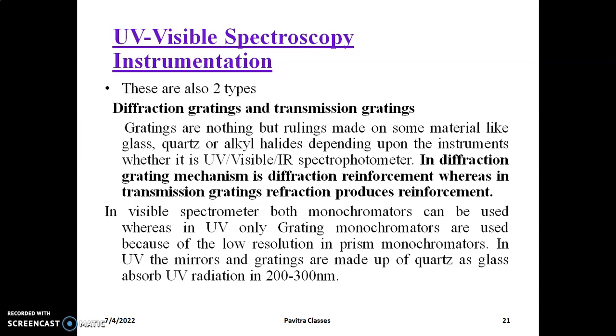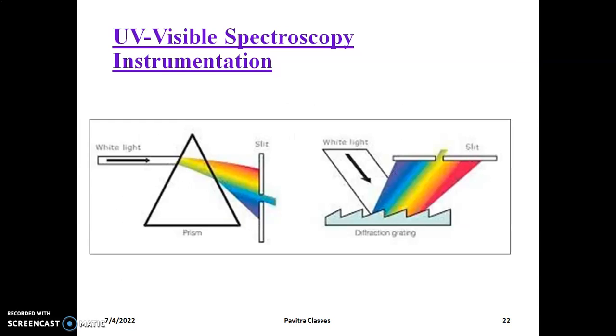In UV, the mirrors and gratings are usually made of quartz because glass absorbs UV light. If the UV gratings were made of glass, it would interfere with the sample absorbance, and we could not calculate the sample absorbance accurately. The monochromator would also absorb the UV light if it were glass. So in the UV spectrophotometer, whatever monochromators are used are made of quartz.